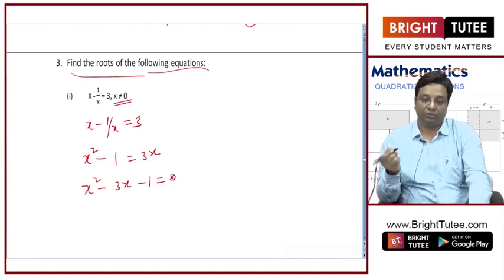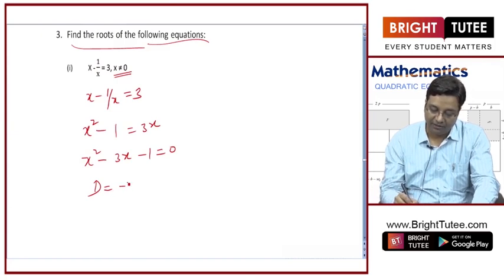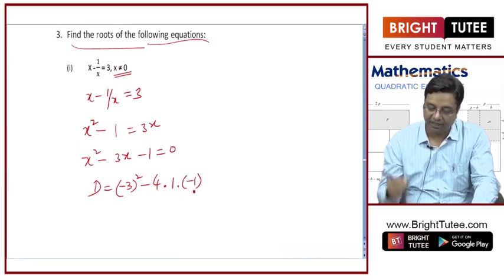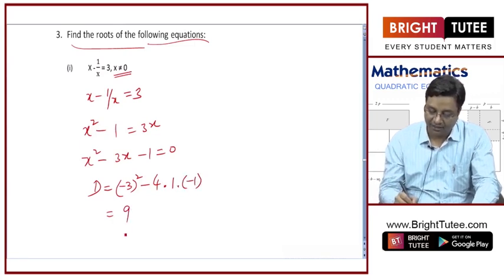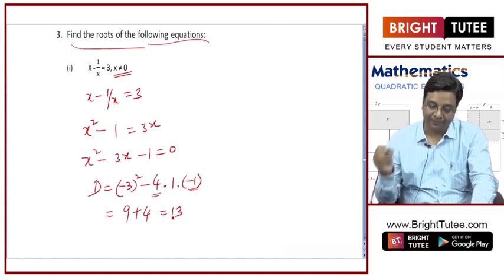Now we need to find the roots here. So what I can do is find the discriminant, b square minus 4ac, where c is minus 1, right? This is 9. Minus 4 into minus 1 is plus 4. So it will give me 13 as d.